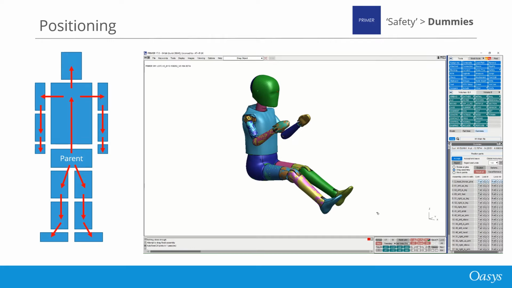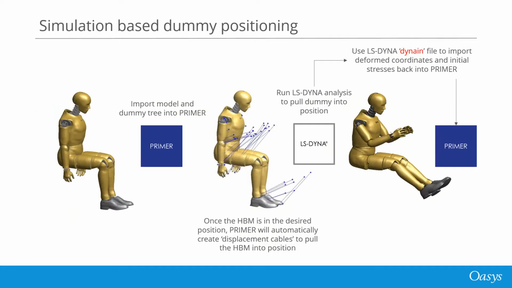Now we have produced dummy trees for various human body models that allow you to set up pre-simulation positioning analysis within Oasys Primer. So the process is thus. You read your dummy model into Primer along with the dummy tree. You then use Primer to specify your target position. Once the dummy is in the desired position, Primer will automatically calculate cables required to pull the dummy into that position in an LS-DYNA simulation.